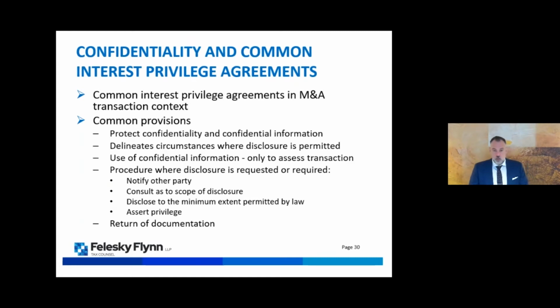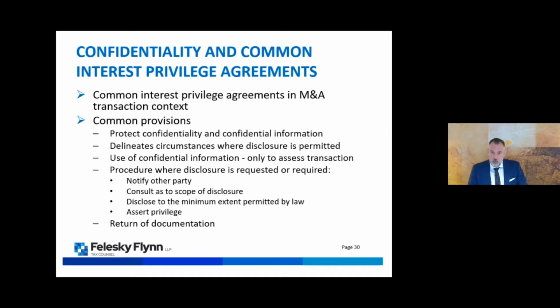So when your tax group is working on a transaction and there's a common interest privilege agreement in place, you should have a copy of that agreement. You should review a copy of that agreement. You should be consulted in preparation of that agreement. And then you should keep a copy of it with the rest of your privileged communications.